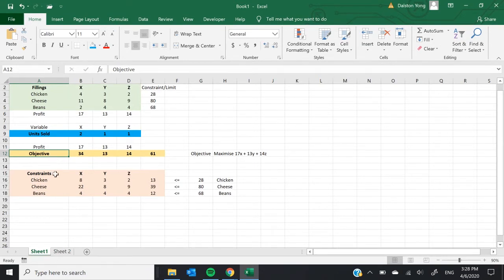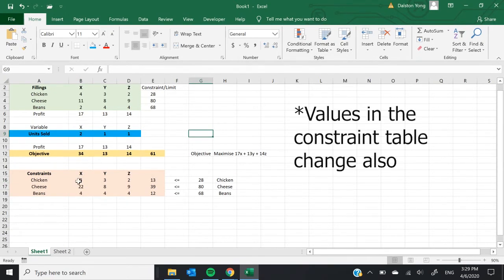The constraints are a very important part of this entire problem, because if we do not have a limit, then we can sell as many units of X, Y, and Z as we want. But now we are subject to a daily constraint of 28 chicken, 80 cheese, and 68 beans, which is here as well. I have tied in the amount required to make each sandwich. For example, if we want to make 1 unit of sandwich X, this is 4 units of chicken multiplied by how many units of X, and this is how much ingredients we would need. Likewise for everything else. Let's tweak the numbers a bit. If we change this to 2 units of X, you can see my constraints change also.